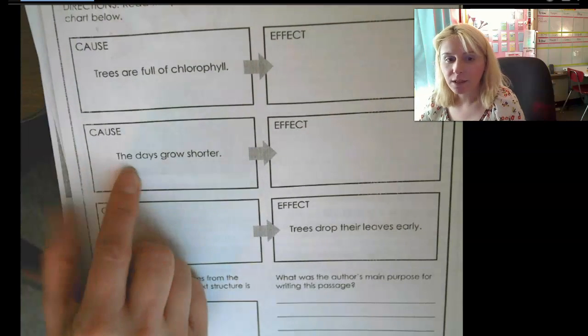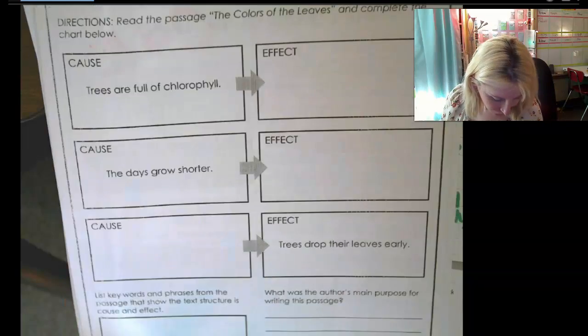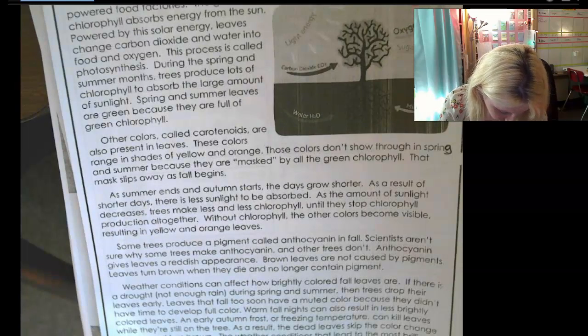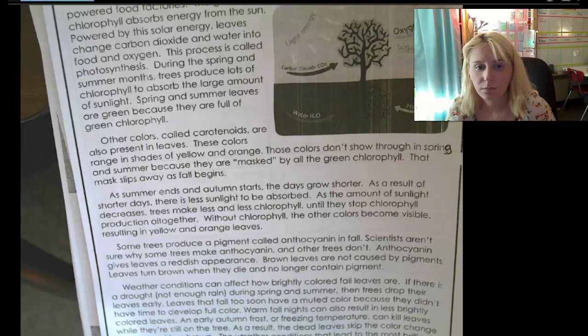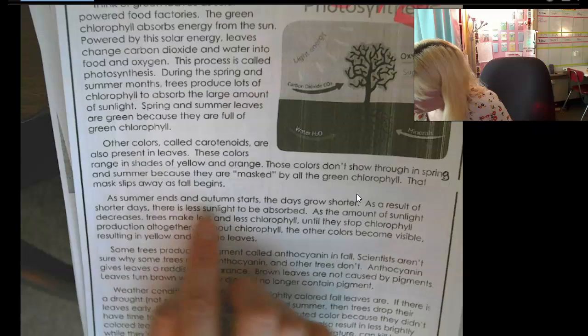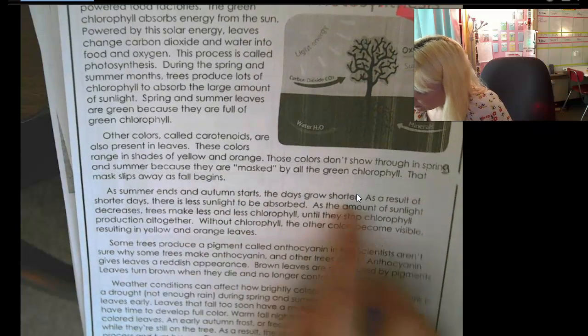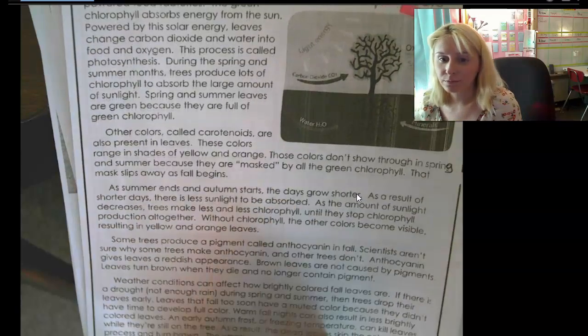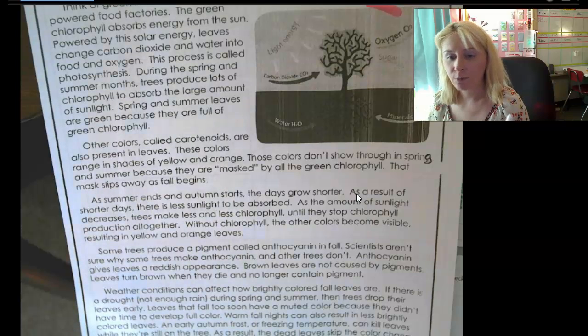All right, next one. The days grow shorter. Okay, so the days grow shorter is right here at the beginning of paragraph 3. We're looking for the effect. So what happens because the days have gotten shorter? So it says, as summer ends and autumn starts, the days grow shorter. As a result of shorter days, there is less sunlight to be absorbed. So that pretty much told us right there what happens because there are shorter days.